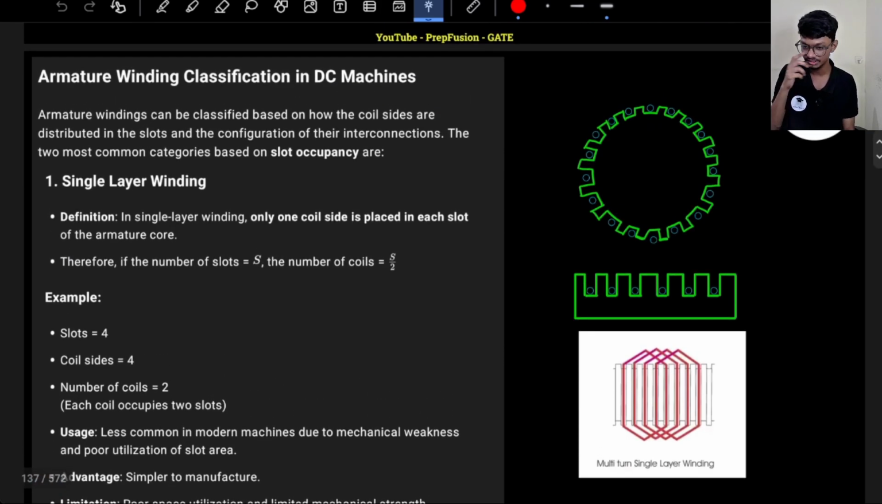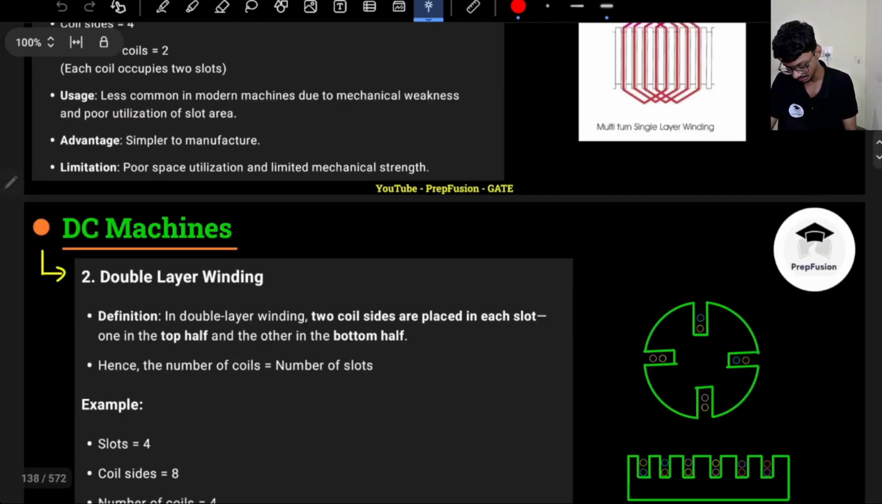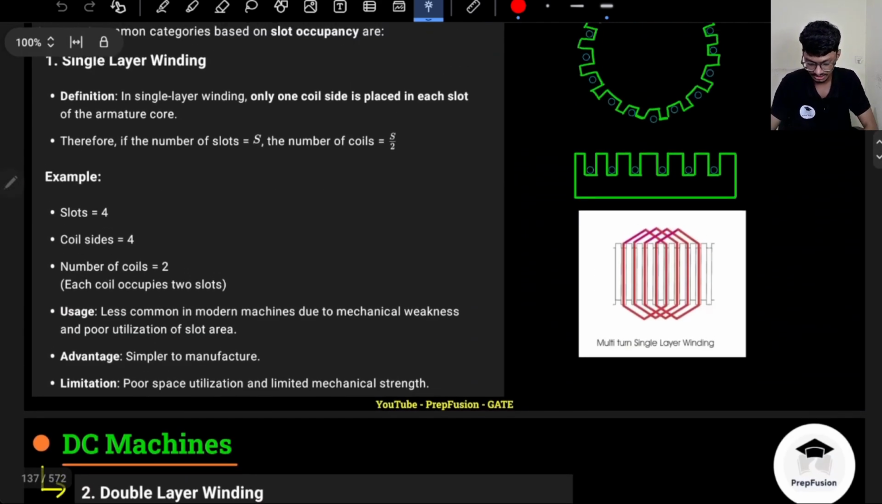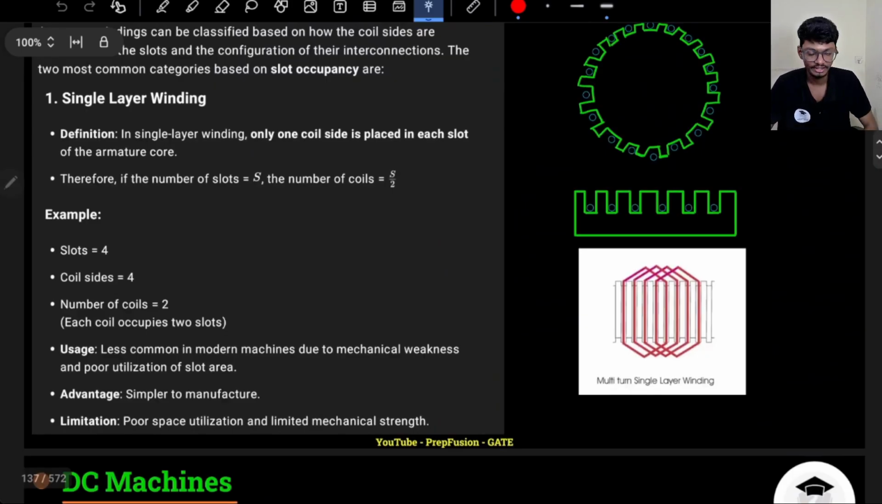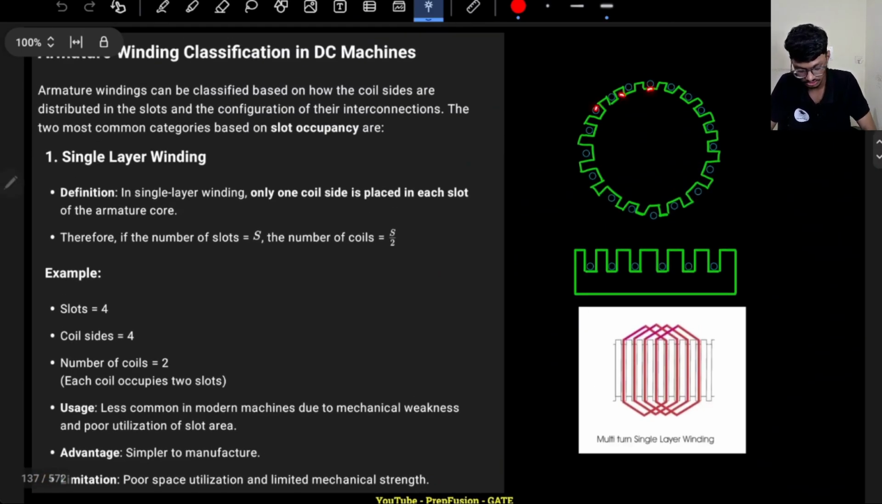Previously we also discussed the classification of armature winding, open winding and closed winding, right? Armature winding has multiple kinds of classifications. This is another one of them: single layer winding and multi-layer or double layer winding. So what does single layer winding mean? Very simply, it means that I have these slots, and in each slot I will have a single coil, that's it. In case of single layer winding, in each slot I will have a single layer only.